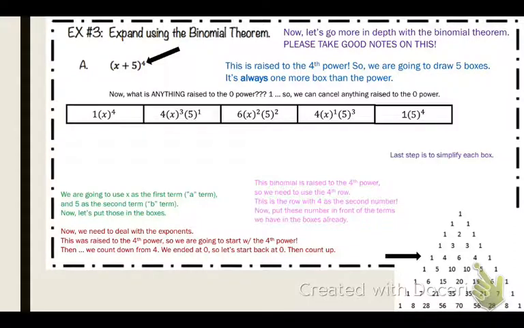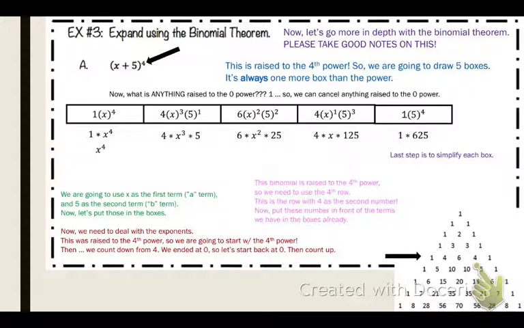Now the last step is to simplify each box. So that first box, we just have 1, and then x to the 4th, it's just x to the 4th. The second box, we have 4, and then we have x cubed, and then 5 to the 1st is just 5. Okay, and these are all being multiplied together. The third box, we have 6, x squared, and then 5 squared is 25. The fourth box, 4, then x to the 1st is just x. 5 cubed is 125. You can pull out your calculator if you need to, but it is 125. Then in our last box, we have 1 times 625, because 5 to the 4th is 625.